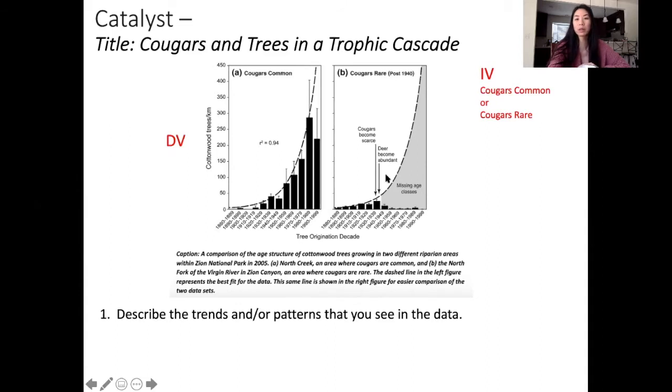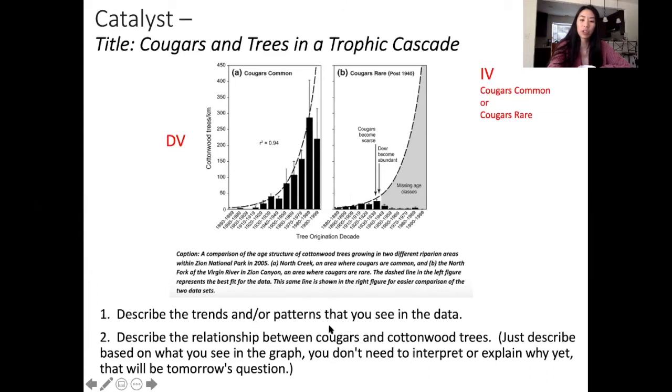And when there were no cougars, there were fewer trees. Some of you also tried to explain it with exponential growth. This curve looks like an exponential growth curve. That's good, but you didn't really have to include that. And this isn't actually exponential growth. The curve looks like exponential growth, but the data actually is not showing exponential growth.